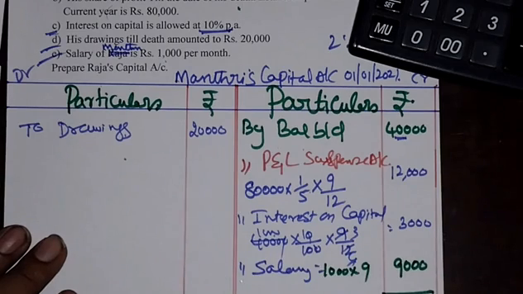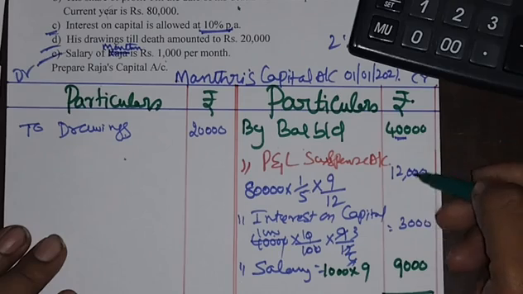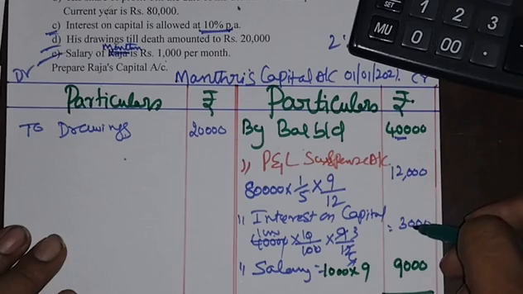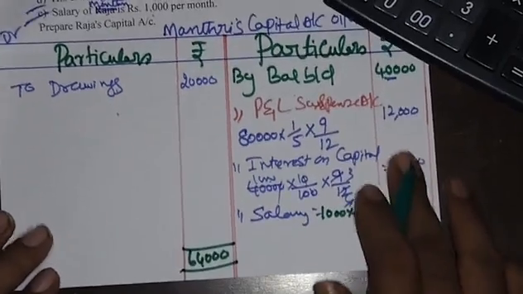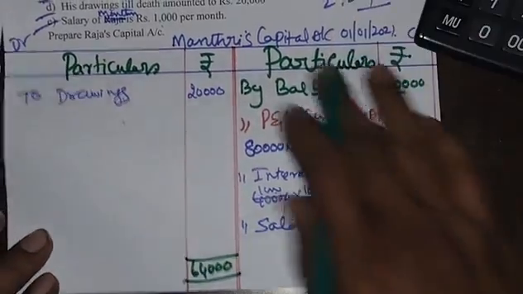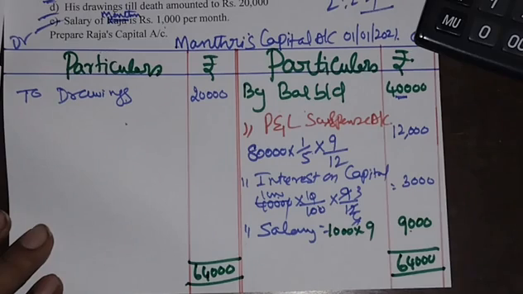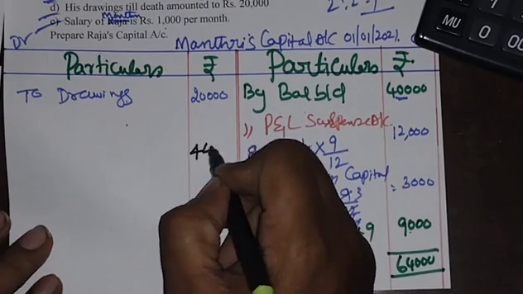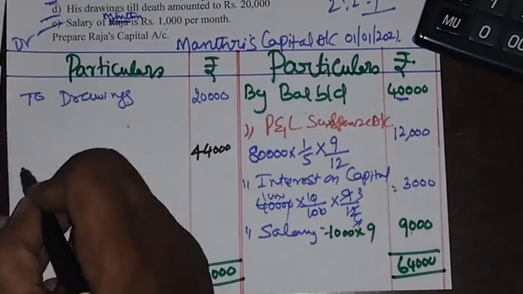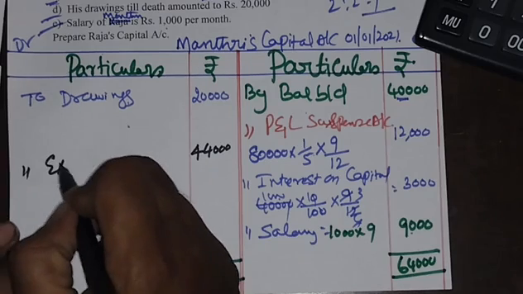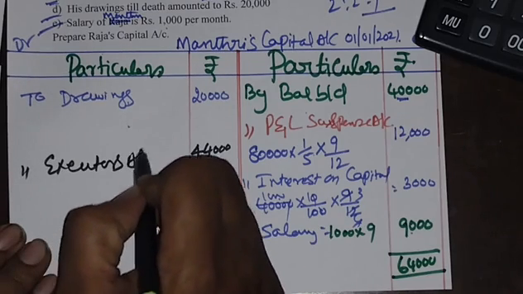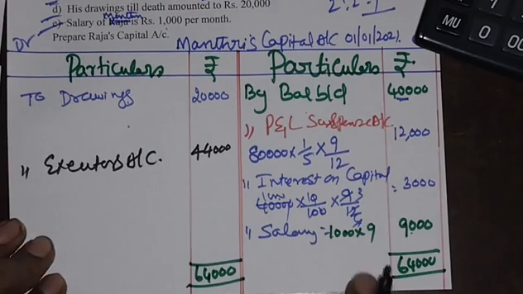Maximum in your examination they will give with the 5 points. That's it. We have to make a total of this one. 40 plus 12 is 52, plus 3 is 55, plus 9 is 64,000. Now the same 64,000 we will bring into both sides. 64,000 minus 20,000, the balancing figure we get is 44,000. This 44,000 to be transferred to executor's account. That's it about this problem.